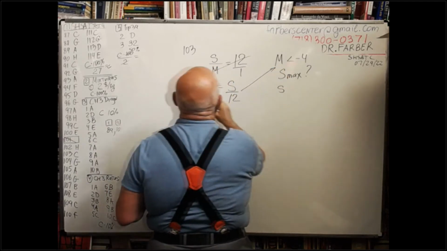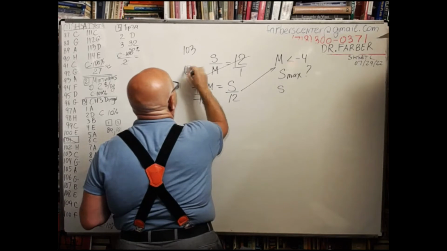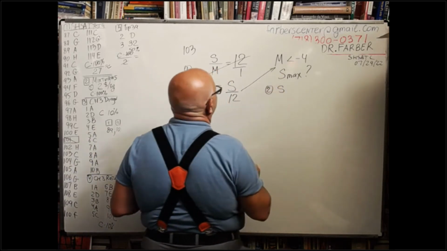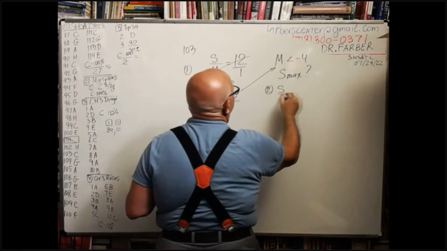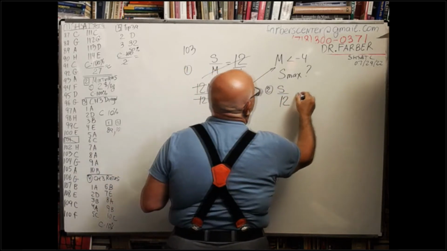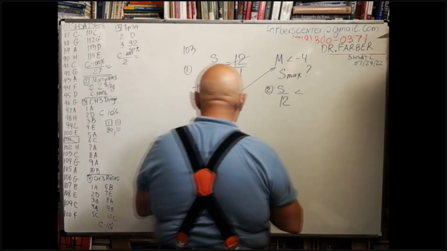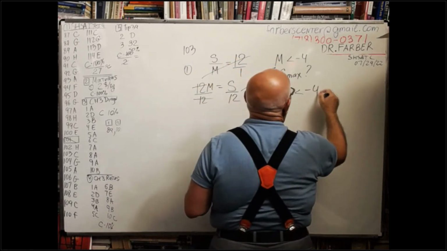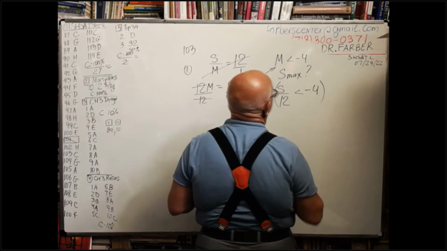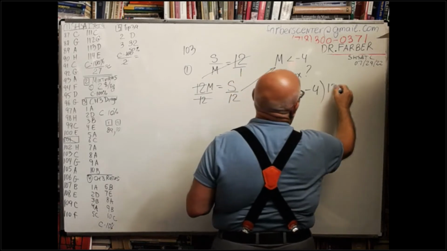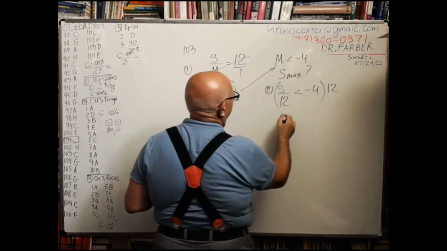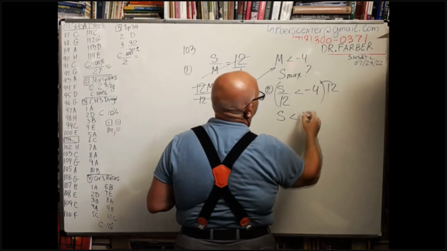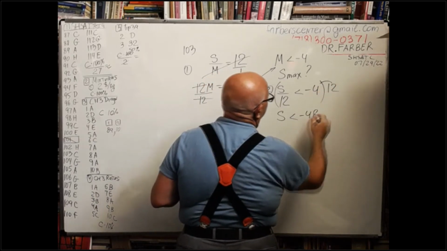That was step number 1. Step number 2: instead of M, I use S over 12, less than -4. How to solve this? I multiply both parts by 12. I get S less than -4 times 12, which is -48.